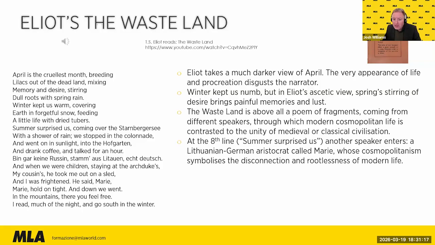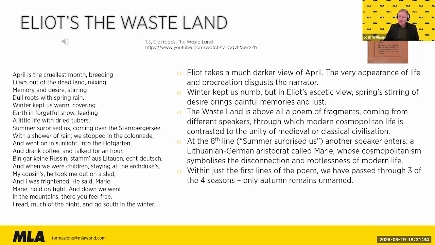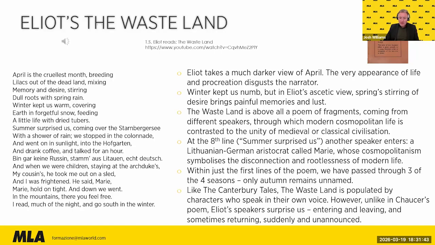In the eighth line, summer surprises, and another speaker enters. This is a Lithuanian German aristocrat called Marie, whose cosmopolitanism symbolizes the disconnection and rootlessness of modern life, at least for Eliot here. So within just the first lines of the poem, we've passed through three of the four seasons. In fact, only autumn remains unnamed.